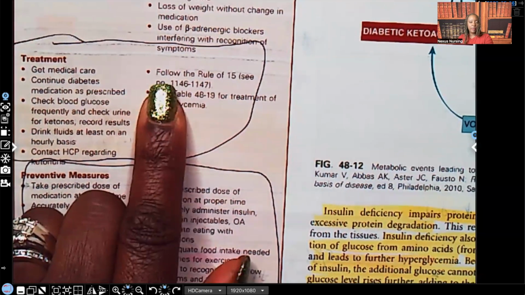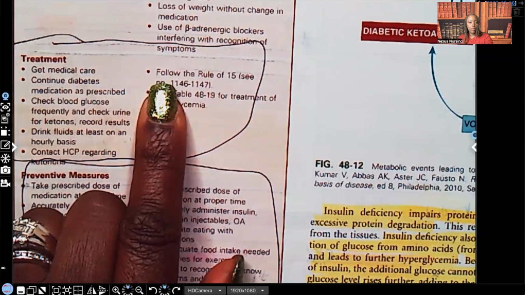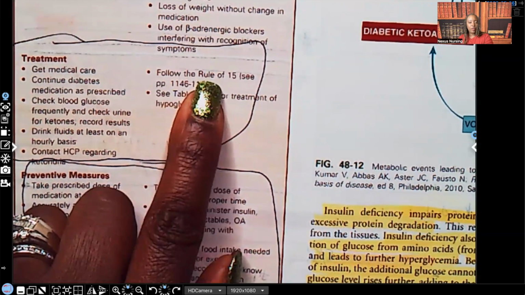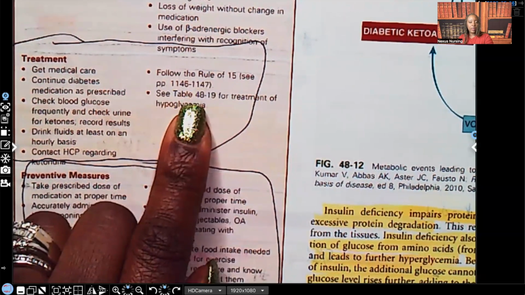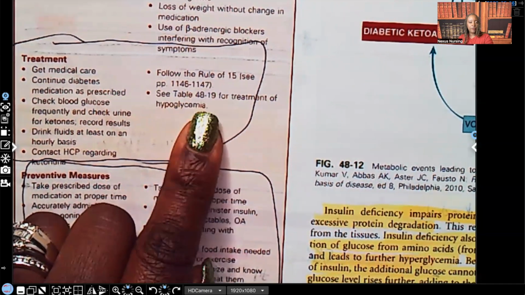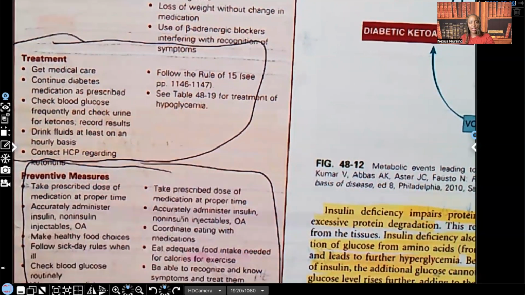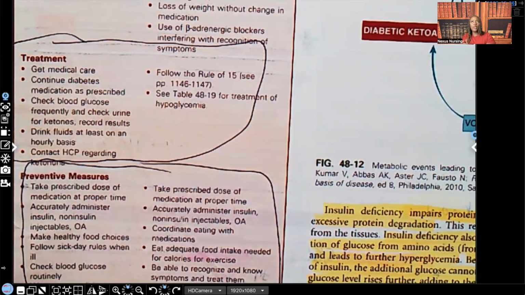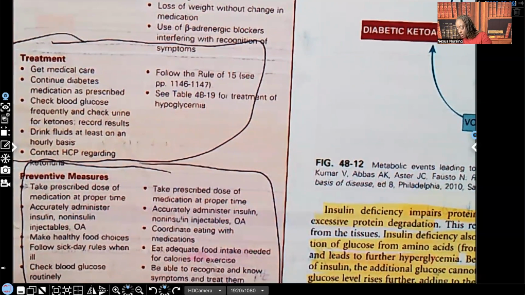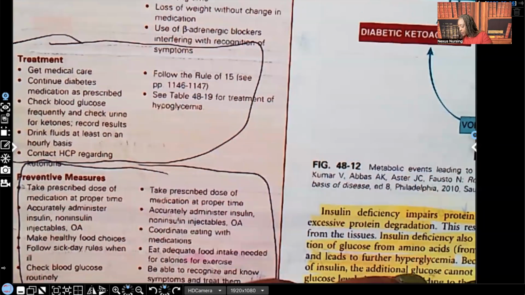For hypoglycemia, if the blood sugar is too low, follow the rule of 15. I'll go over that with you in a second. And see table 48-19 for hypoglycemia. Okay, let's go over that right now, and then I'll come back to this. So let's go to the rule of 15 first. Now remember, this is for patients that are hypoglycemic. Page 1146.